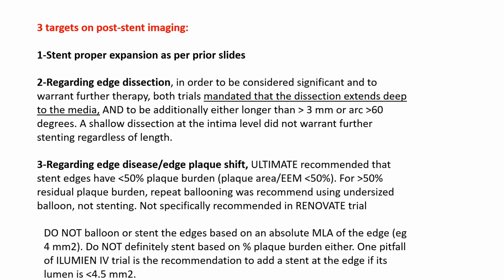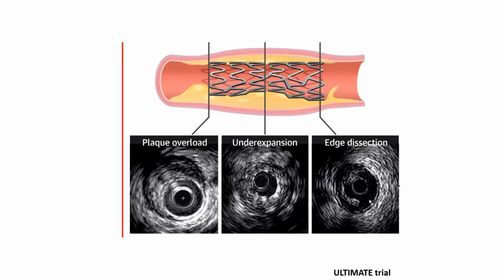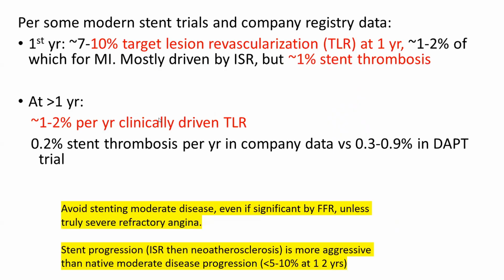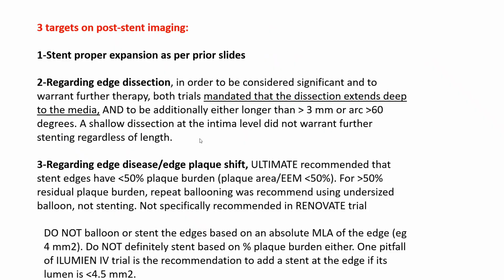Regarding edge dissection, in order to be considered significant and to warrant further therapy, both major trials mandated that the dissection extends deep to the media and to be additionally either longer than 3 millimeters or wider than 60 degrees. A shallow dissection at the intima level did not warrant further stenting regardless of its length. So this is a significant dissection. It has to go deep and touch the media. If it doesn't go deep, if it's only split intima, it doesn't matter how long or wide. It did not mandate further stenting in the major trials, particularly as OCT catches a lot of minor dissections.